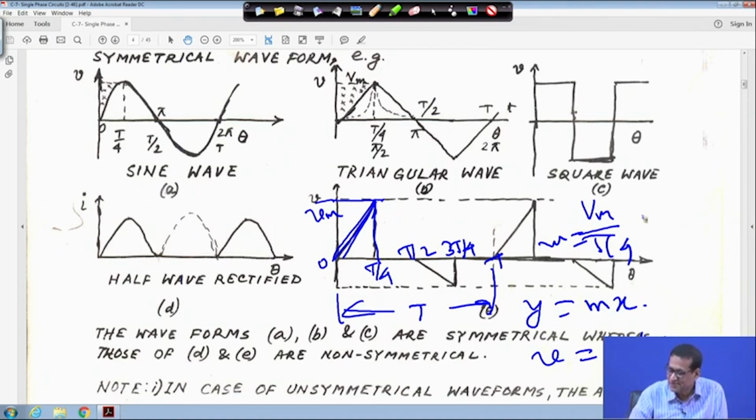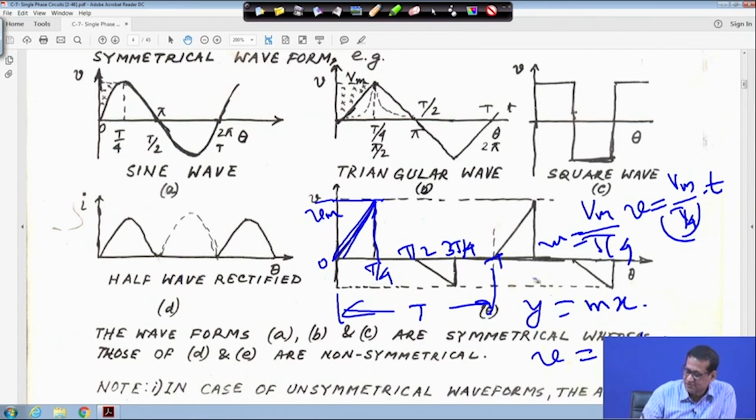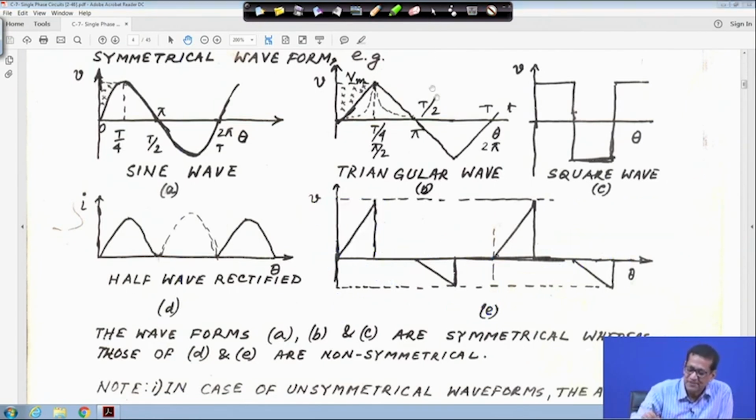Let me find some space. So here I am writing that m is equal to Vm divided by T by 4, into t. This is the straight line passing through the origin, because this time we take t instead of theta. So v is equal to Vm divided by T by 4, into t. Let me clear it.